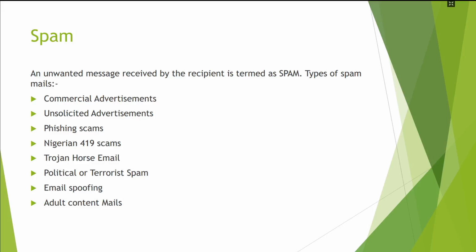And coming next to political and terrorist spams, these are more like threatening the user to disclose their identity. Email spoofing could be similar to a phishing scam. And then the adult content mails. These kinds of spams we generally see in everyday life, so it's not much to explain.